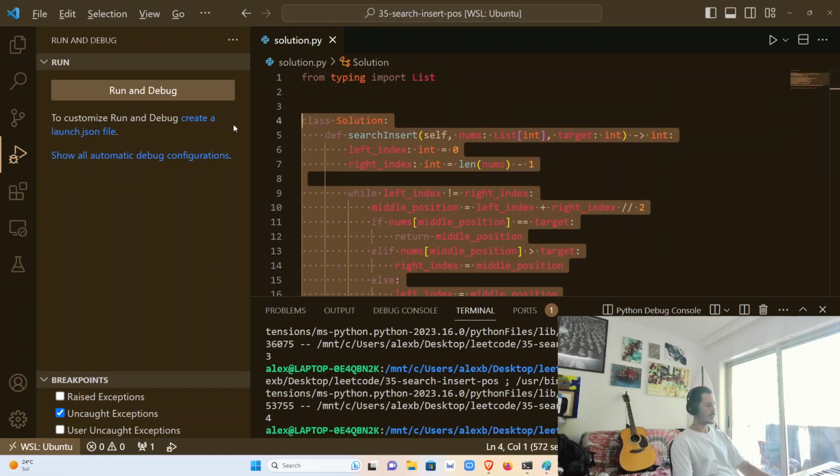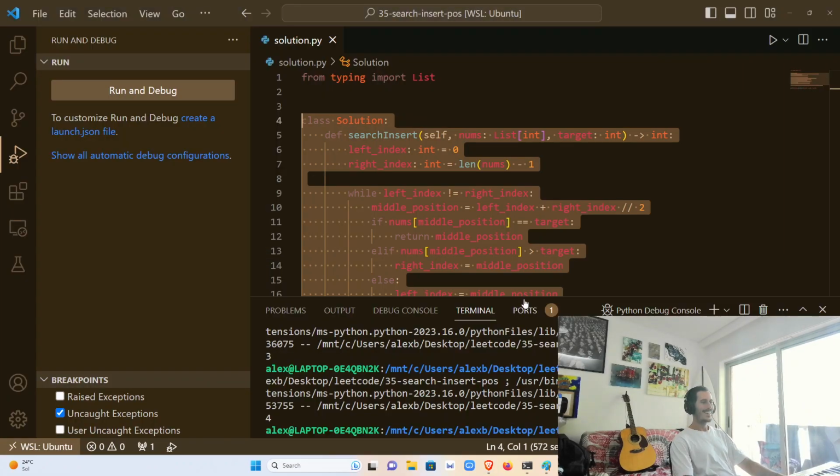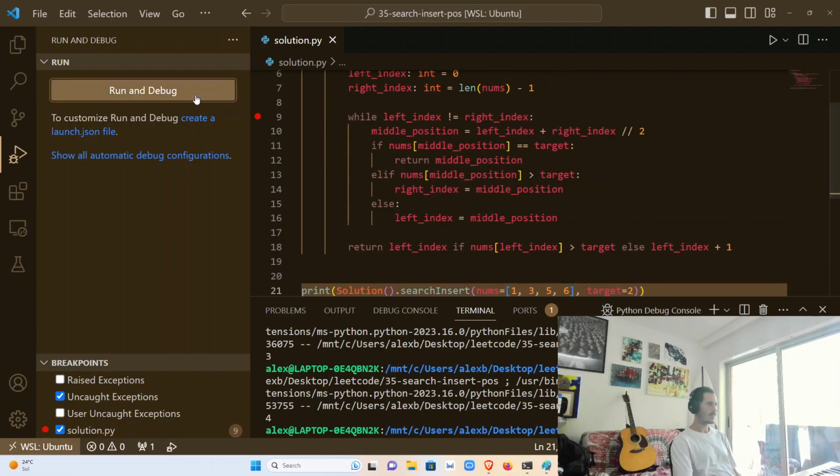So let's try this. The logic is here. There's just a tiny bug. Seems like it's going to loop forever. Yeah, loop forever on the first test case. And the target is 2. Let's see what happens.